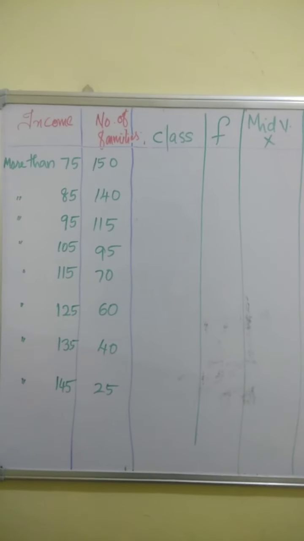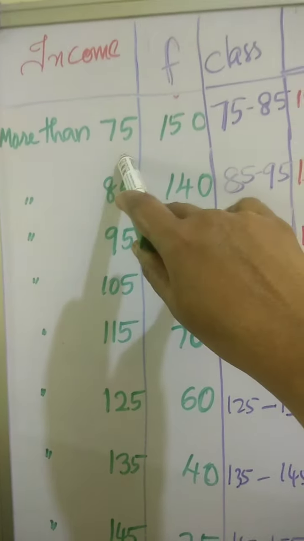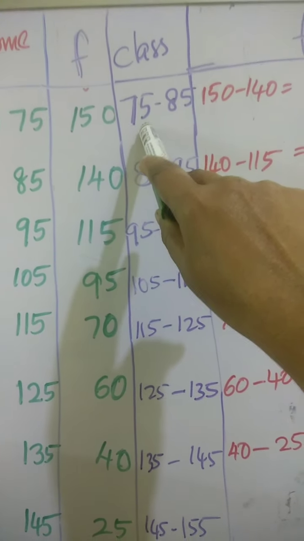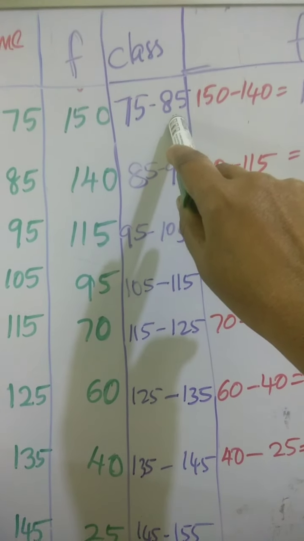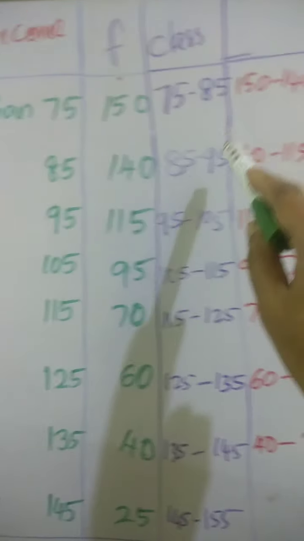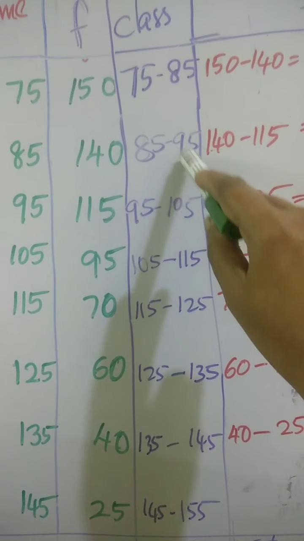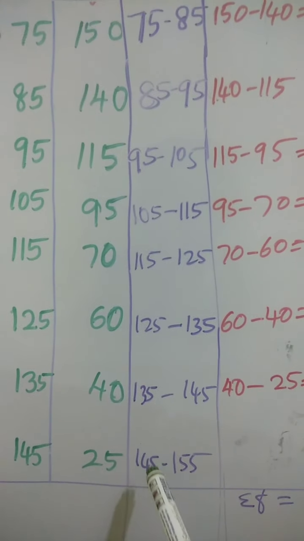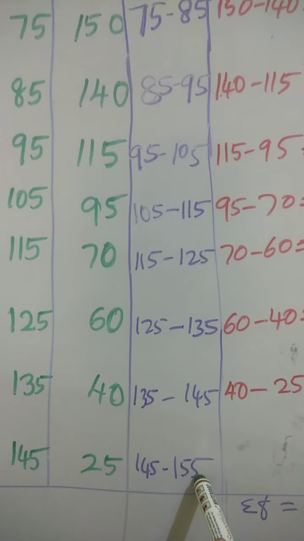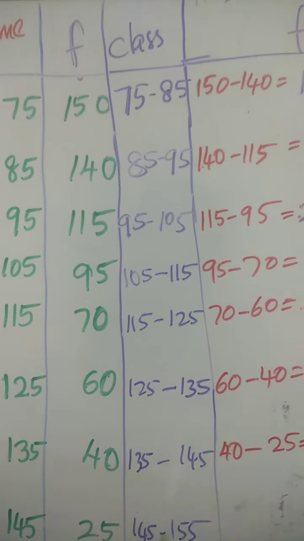Okay, from the question, "more than 75" we have to convert into a class. Then the lowest value will be 75. That is 75 to 85, first class. Likewise, we have to convert all these into normal classes. So 75 to 85, 85 to 95, and so on, till 145 to 155. So we got the classes, continuous classes.